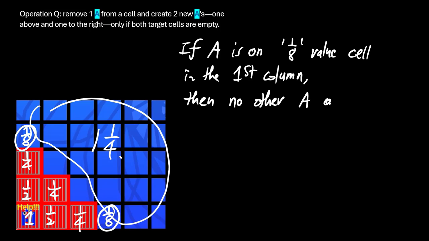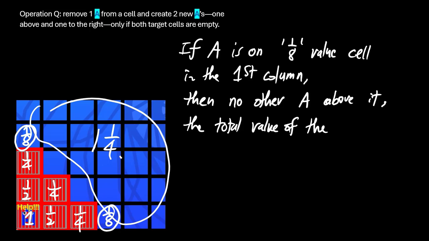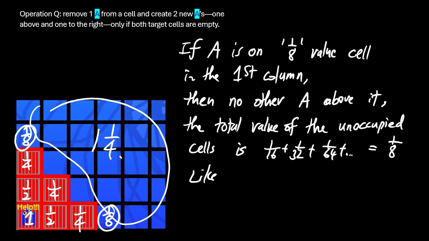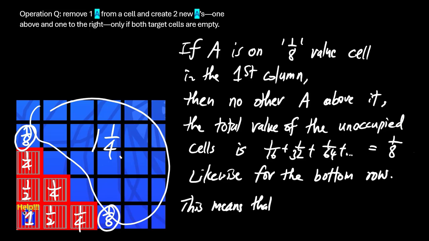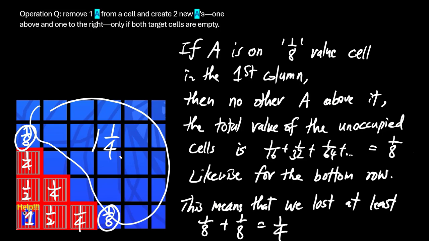If we place an A at a cell with value 1/8, and there's no A to its left, then every cell to the right must stay empty. So again, we lose at least another 1/8. Together, this means we lose at least 1/8 plus 1/8, which is 1/4 of value just from trying to reach the edge cells.